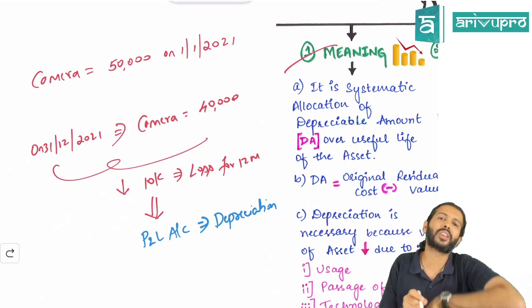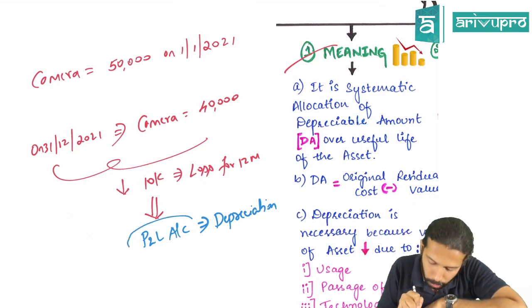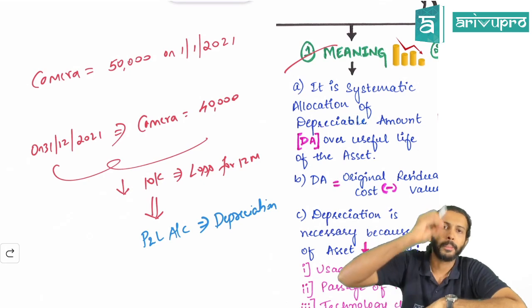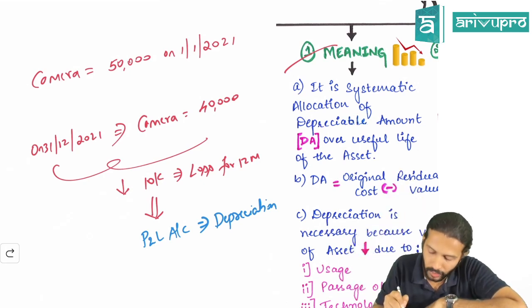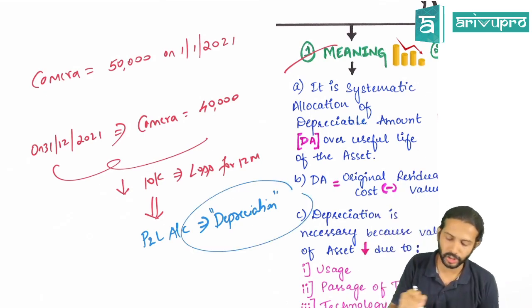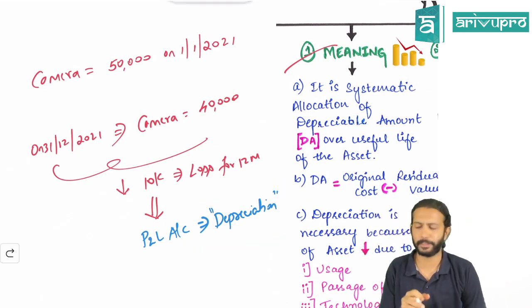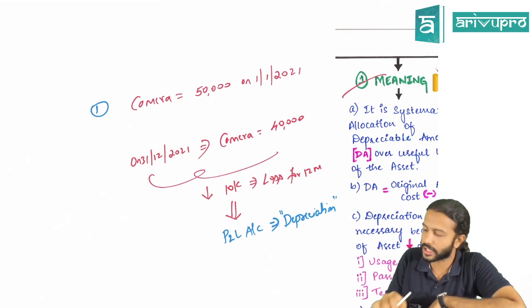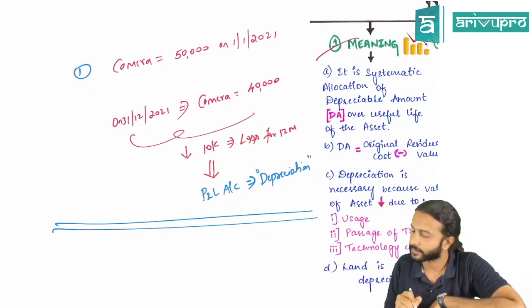So that reduction in the value of fixed assets, we'll have to book it in profit and loss account. And the name of that expenditure or the name of the loss is given to be depreciation. This is the concept of depreciation. Did everybody understand? Did everyone get this? The logic of it? Yes?